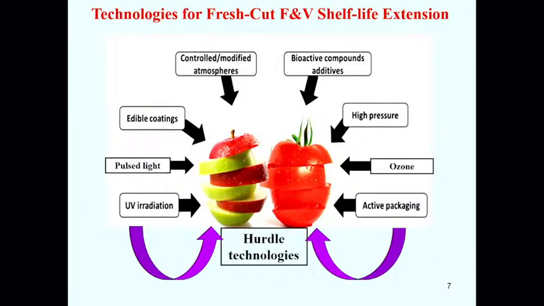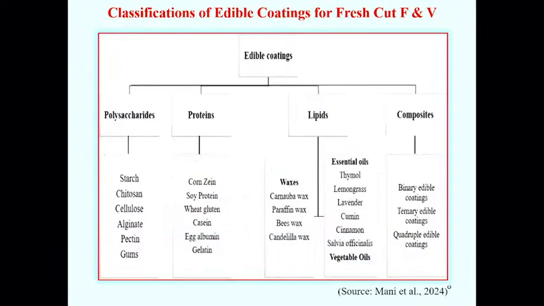A lot of research is going on presently, but not a single research is foolproof. Therefore a lot of technologies have been developed, and combinations of many of them: edible coating, light, UV radiation, controlled atmospheres, and many other things. With the hurdle approach we have to use one or more technologies for extending the shelf life. These are the simple classifications. Edible coatings are polysaccharide based, protein based, and composites combining more materials.